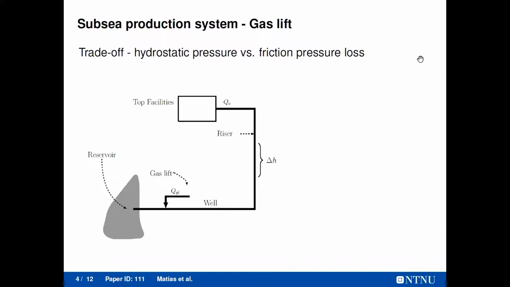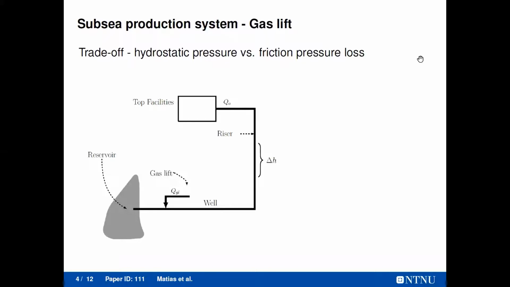The idea of gas lift is simple. We add gas at a given point of the well. As a consequence, the bulk mix density decreases and the hydrostatic pressure also decreases. Then we can increase the production even with a low reservoir pressure.